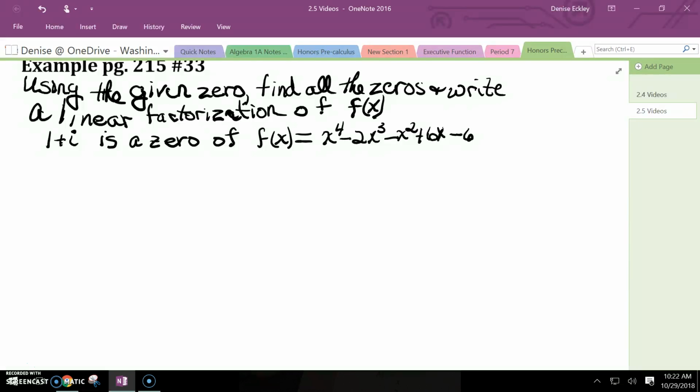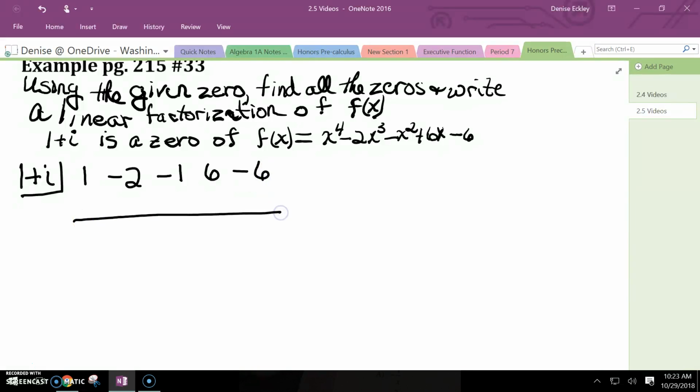So here's how this is going to go. We're going to start out with the fact that we know one of the zeros is 1 plus i. So we're going to use synthetic division to divide out that zero, and then we'll go from there. So if I use 1 plus i in synthetic division, I'm going to have 1, negative 2, negative 1, 6, and negative 6. So I'm going to bring the 1 down, multiply.